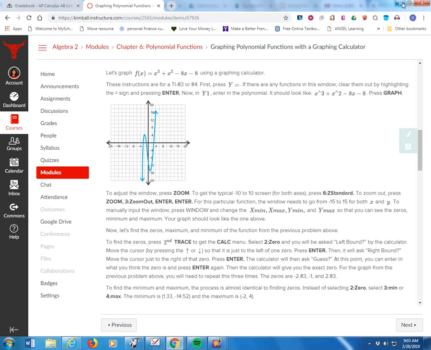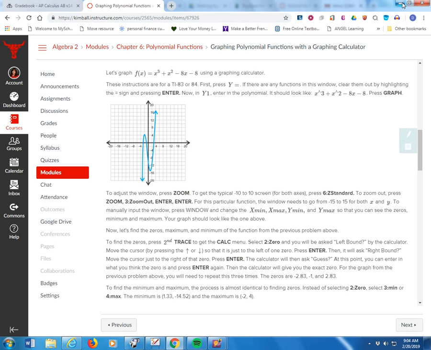So I'm going to go second, calc, zero. And I'm going to take my cursor till it's below the x-axis, just a little bit below. A left bound or right bound? That's left bound. And then right bound's going to be above. And I get 2.828427, positive.